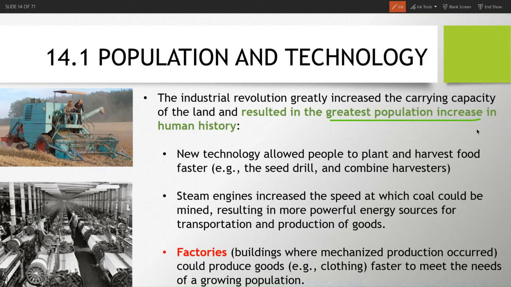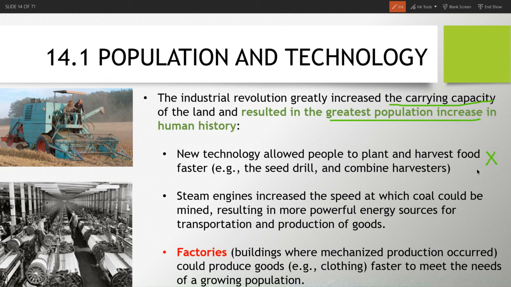So this matches up roughly with, if you think back to the world population map or a graph that we looked at earlier, where there was a spike in population, that first trend. In large part, it's because of new technologies developed during the Industrial Revolution that helped increase carrying capacity. New technology allowed people to plant and harvest food faster, right?